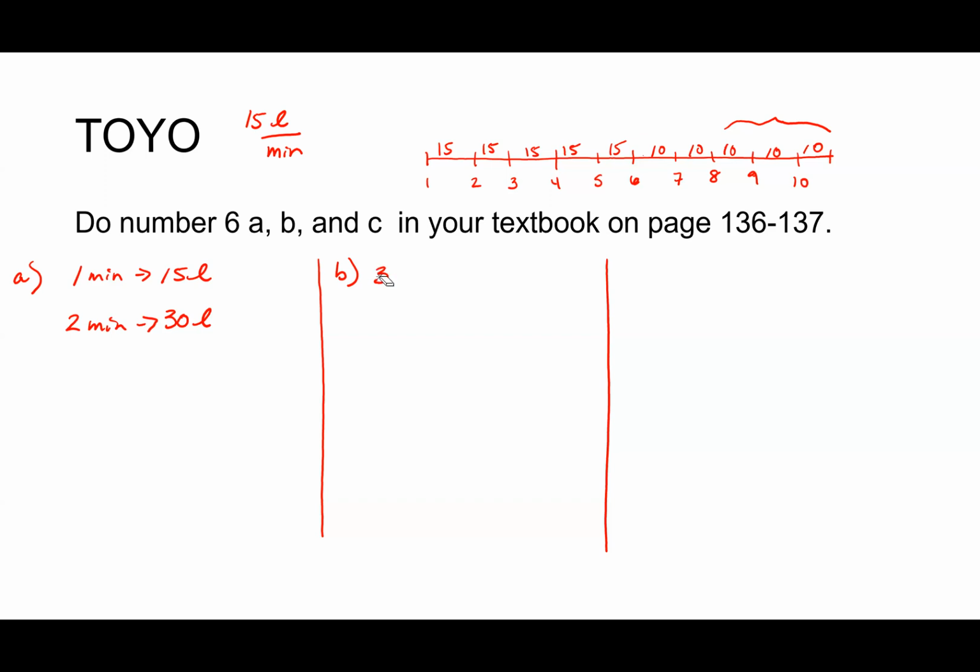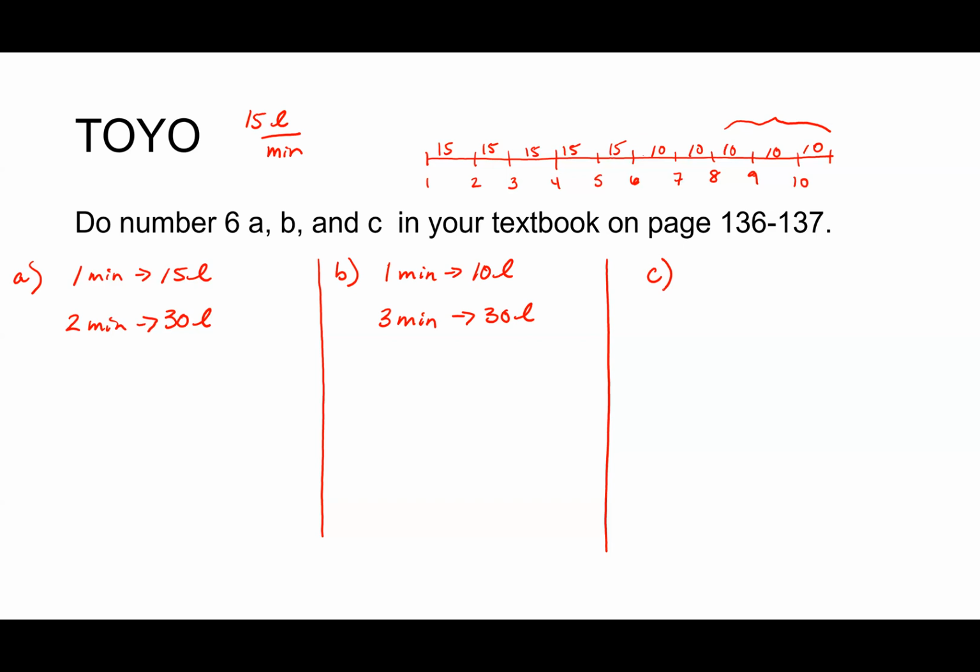So whoopsies, let's start with the right thing here. 1 minute is 10 liters per minute. And then for 3 minutes, 30 liters are going to flow out. How many of us got those two right? Okay, awesome. All right, letter C says the first 6 minutes.